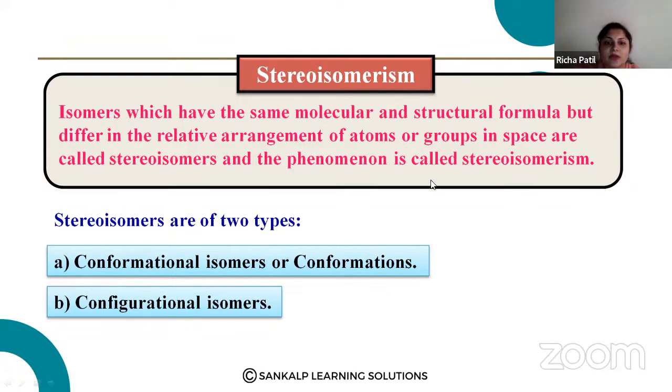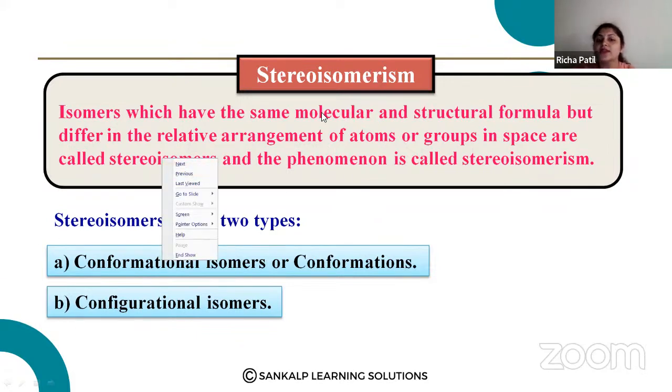So what is stereoisomerism? The isomers which have the same molecular formula and structural formula but differ in their relative arrangement of atoms or groups in space. Such isomers are called stereoisomers, and the phenomenon is called stereoisomerism. These are of 2 types. First is conformational isomers or conformations, and the second is configurational isomers.